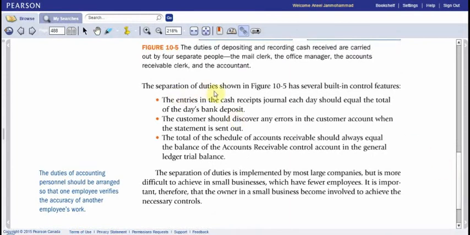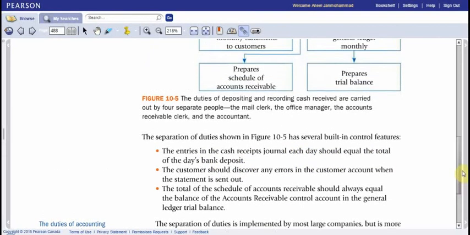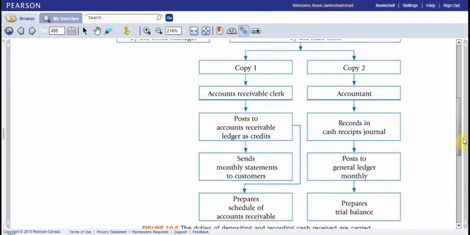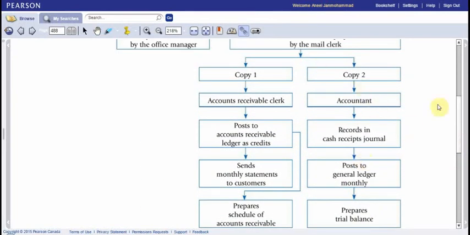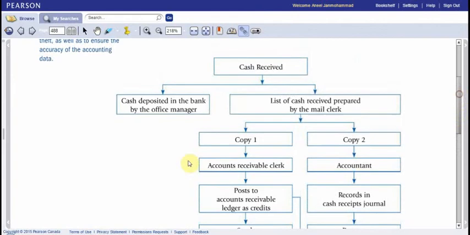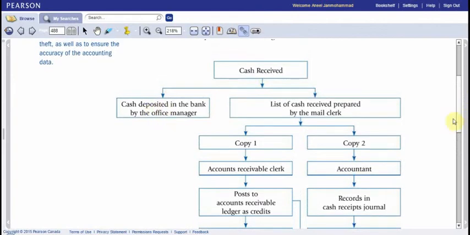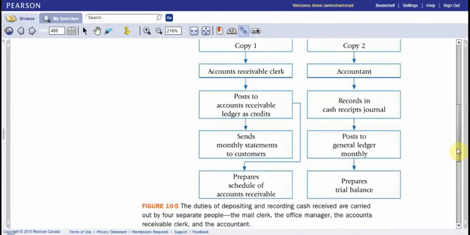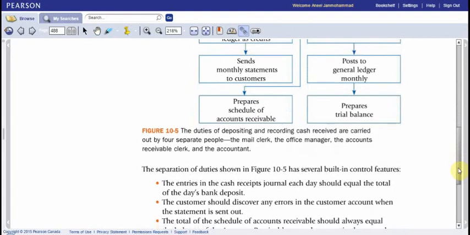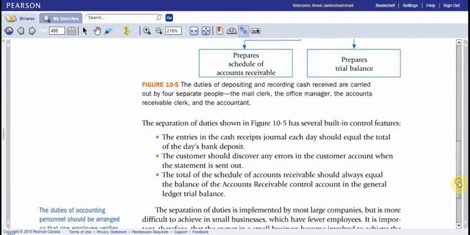See, so now because of the separation of duties, all this should hold true. The entries in the cash receipts journal, so we said just think about that as a general journal, each day will equal the total bank deposit. So the accountant is making the entry in the general journal, right? That entry should match how much cash the office manager is putting in, right? So the office manager doesn't cheat, neither does the accountant. They both have to match.